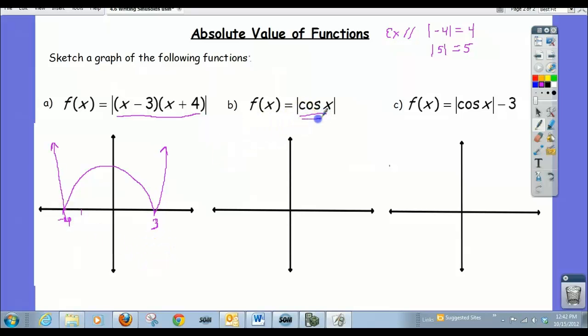So what does that mean about this? We can put this in the calculator, but we could also figure it out because we can graph cosine, and all we need to do to get a graph of the absolute value of cosine is to do this. Let's get our standard intervals.